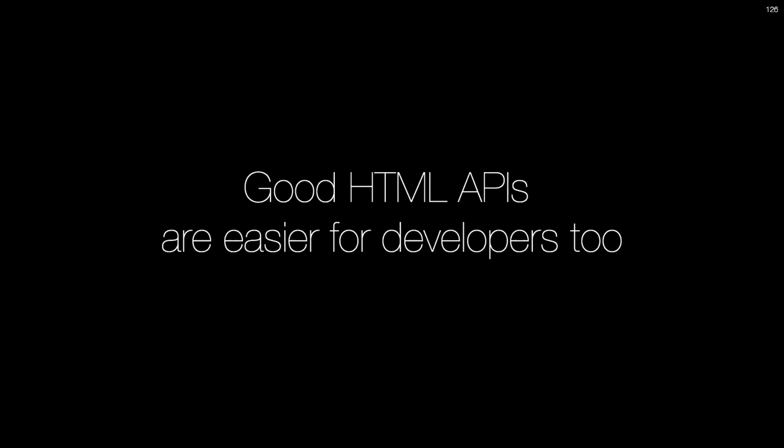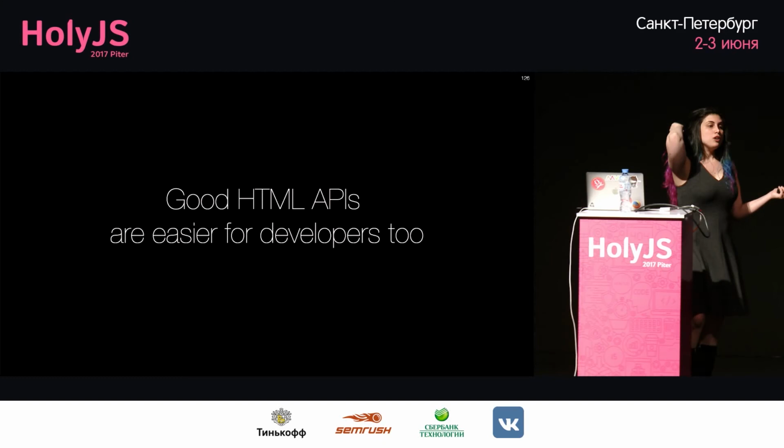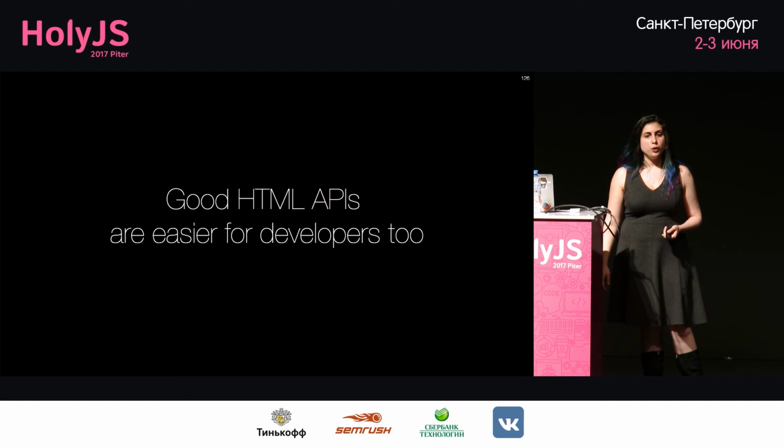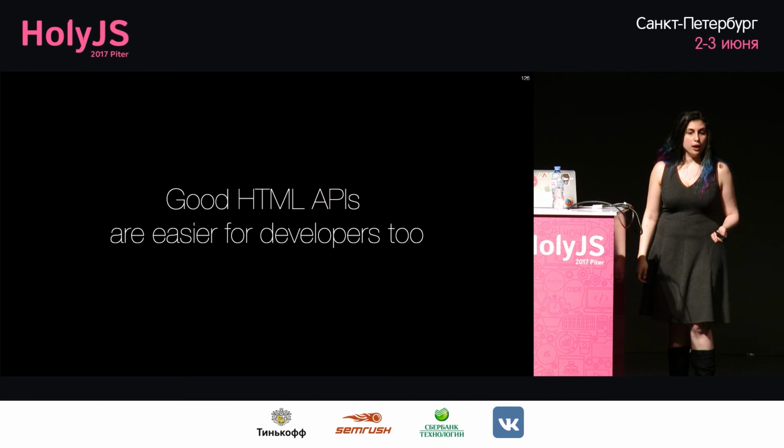And the thing is, good HTML APIs not only enable people who don't write JavaScript to do things they couldn't, but also they're easier for developers as well, which is why when something starts being supported by native HTML, we start doing it that way instead of doing it with a library.